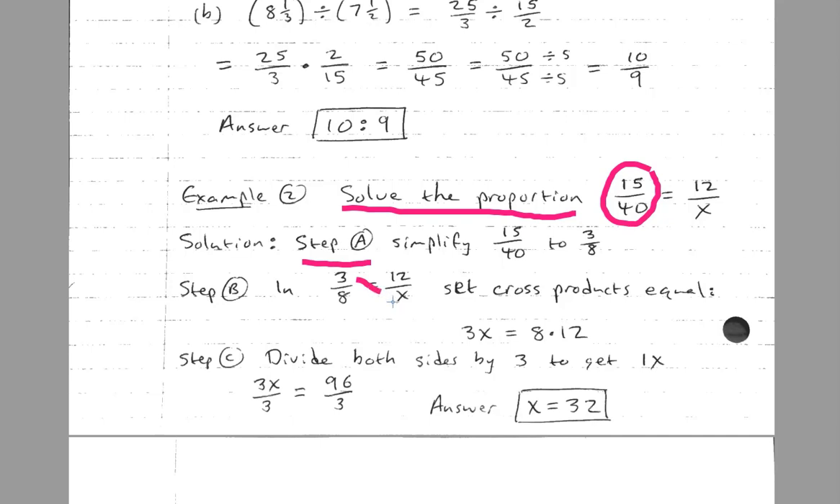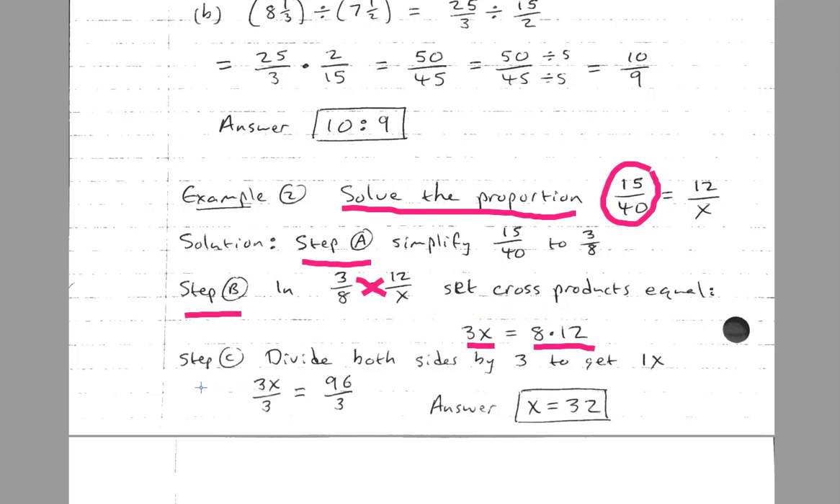Step B, set the cross products equal. So 3 times x, that's the first cross product. 8 times 12, that's the other cross product. So 3x is equal to 96. So step B is setting the cross products equal.